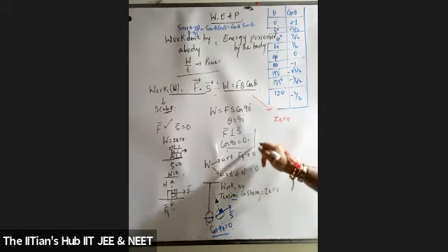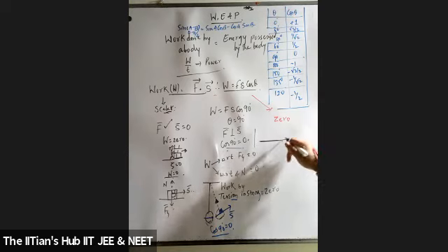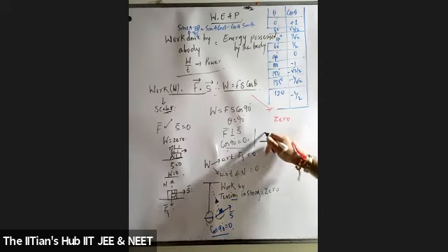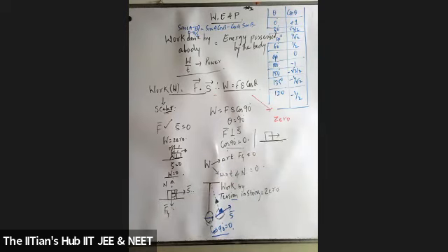Suppose I make a person walk on a frictionless surface, or an object is made to move on a frictionless surface. Students, what is the work done by the gravitational force? Your answer will be 0. Why? Because the normal force and displacement are mutually perpendicular.